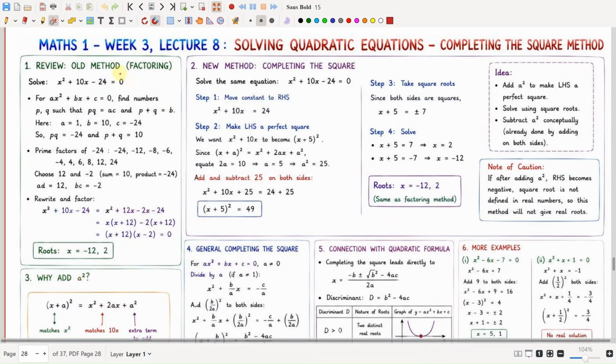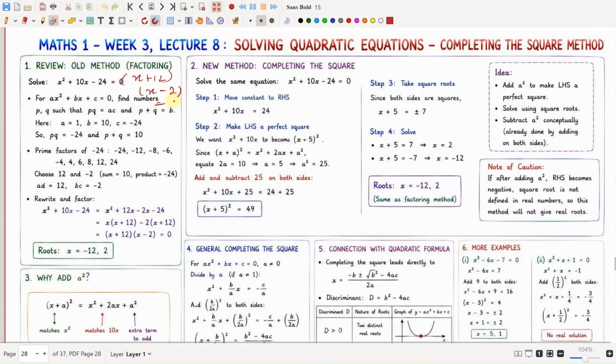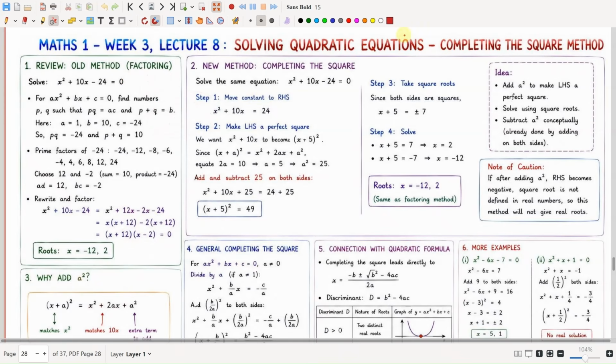So the factors will be x plus 12 and x minus 2, which implies the roots are x is equal to minus 12 and x is equal to 2. See, these are the roots. Now, for the same equation, you can solve it by using the completing the square method.